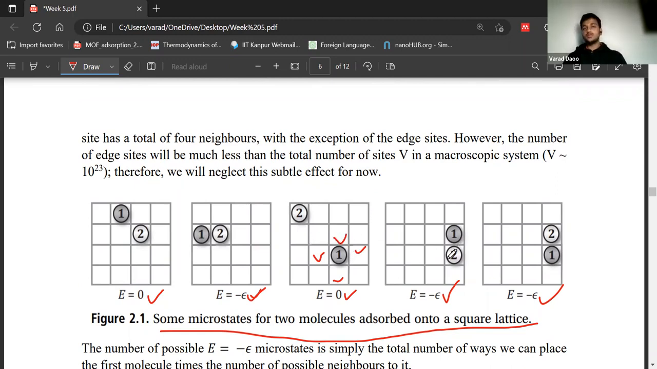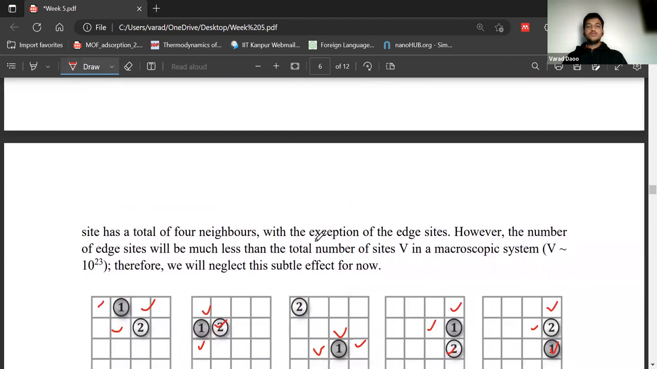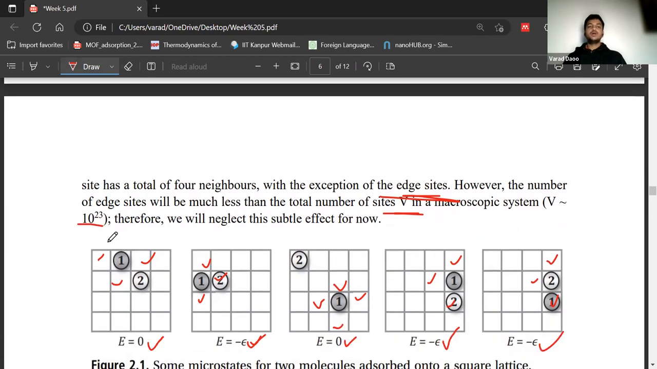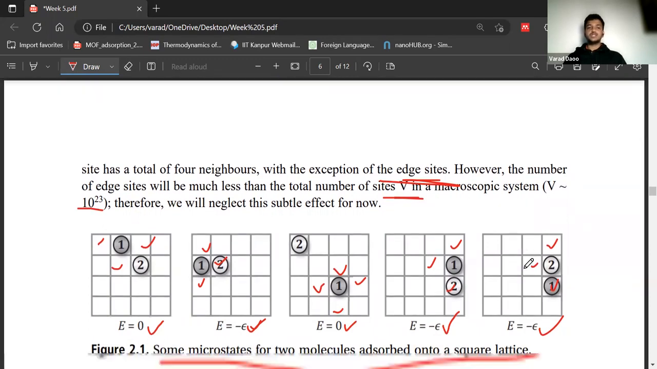So this is for a molecule in the bulk. If we have a molecule on a corner, we might have only three neighbors, right? Similar goes for here, only three. Similar goes for here, and the same goes for here. So for two, it will be this one and this one, with the exception of edge sites. However, the number of edge sites will be much less than the total number of sites, which is V, in a macroscopic system. Because in a macroscopic system, the total number of sites will be of the order of 10 to the power 23. Therefore, we will neglect all such edges.